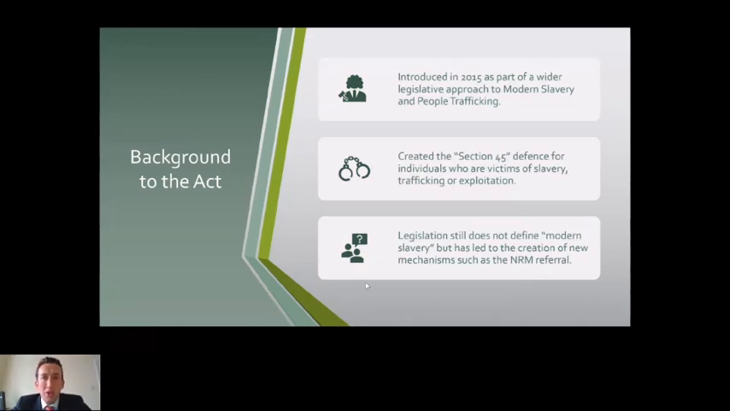However, one oddity of the legislation is it still doesn't define modern slavery, and still the best definition that I'm aware of and that many others are aware of is that provided by the NHS, which looks at the specific person and whether they are really a victim in the truest sense of the word.